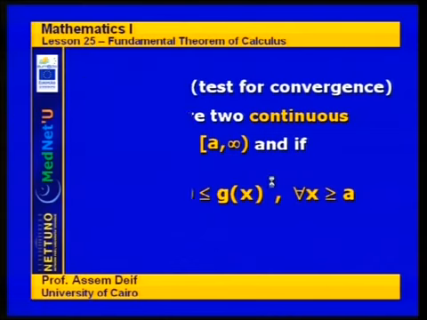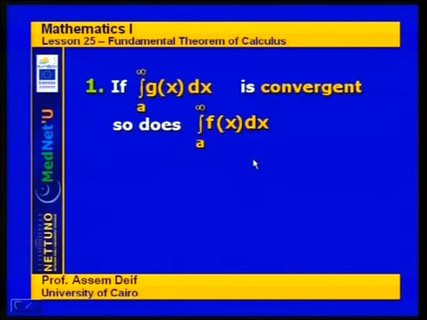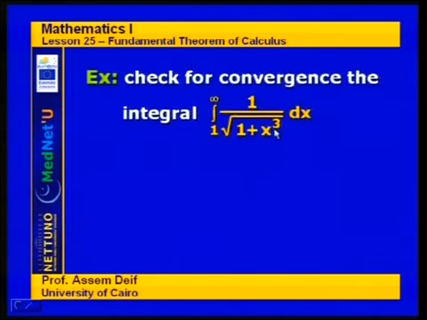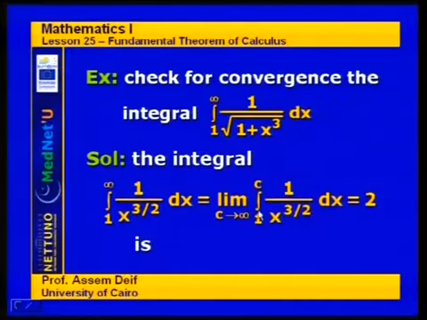Here is the result. If the integral of g of x dx from a to infinity is convergent, so does the integral of f of x. Whereas if the integral of f of x is the one which diverges, then so does the integral of g of x dx. For example, suppose you want to check the convergence of this integral. You are not interested in calculating the integral itself, just in knowing whether it exists or not. So all you have to do is compare it with another integral, for example 1 over x to the power 3 over 2.